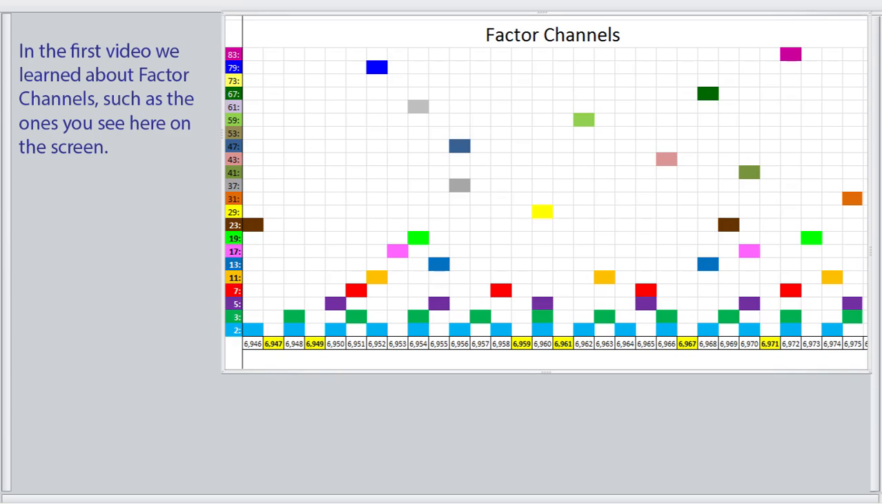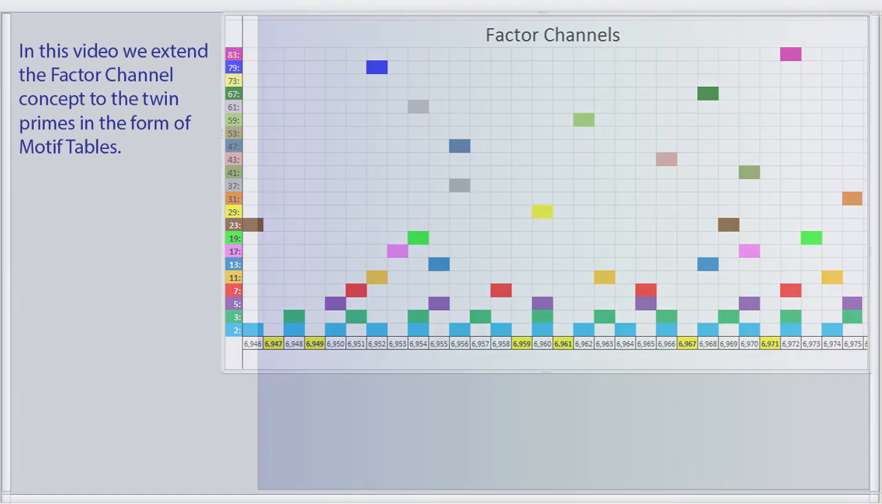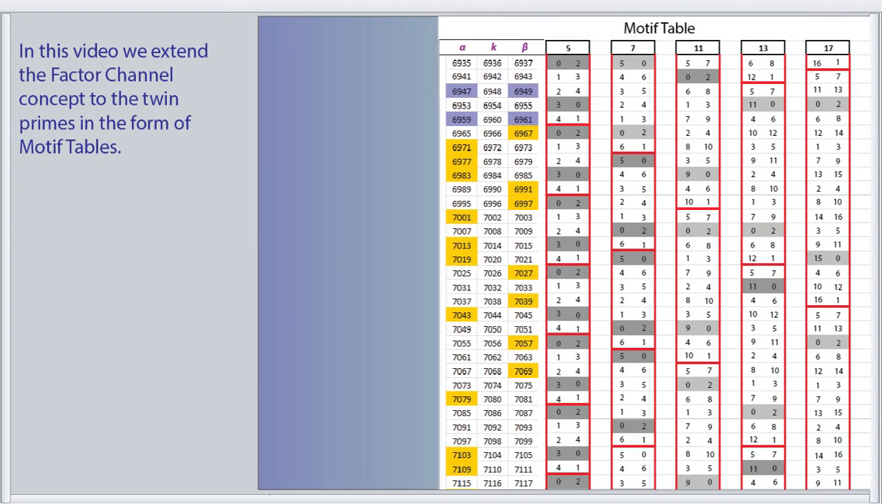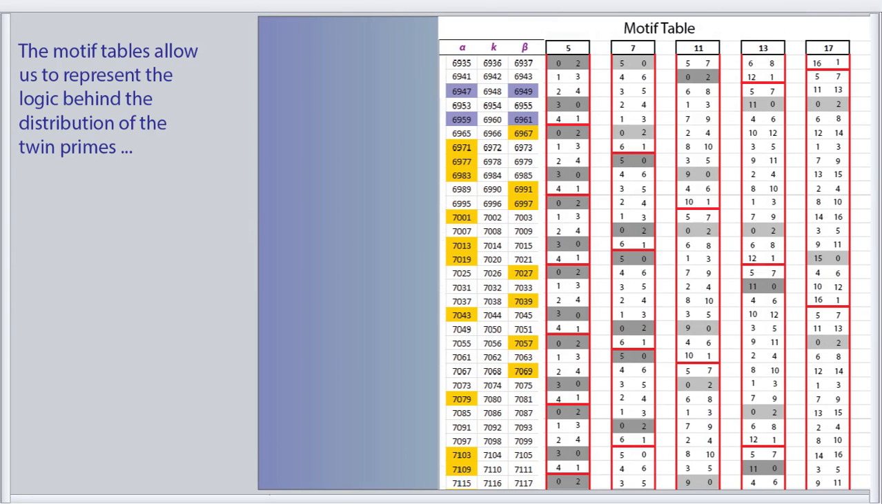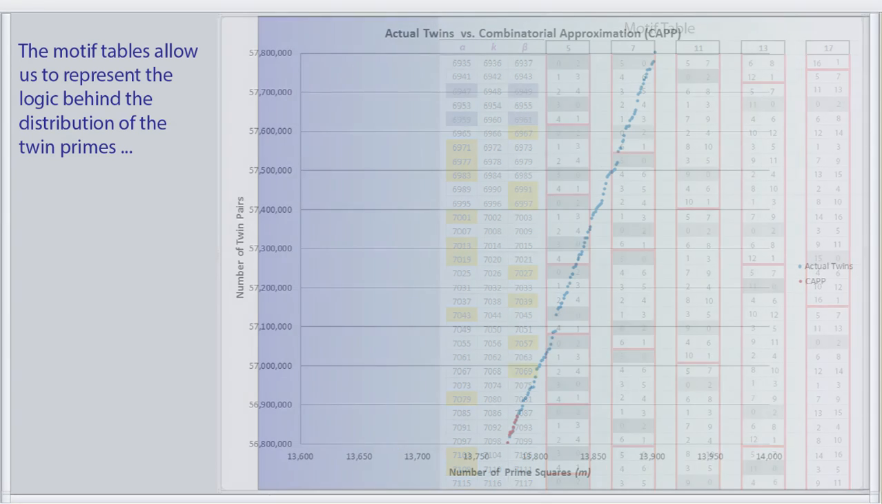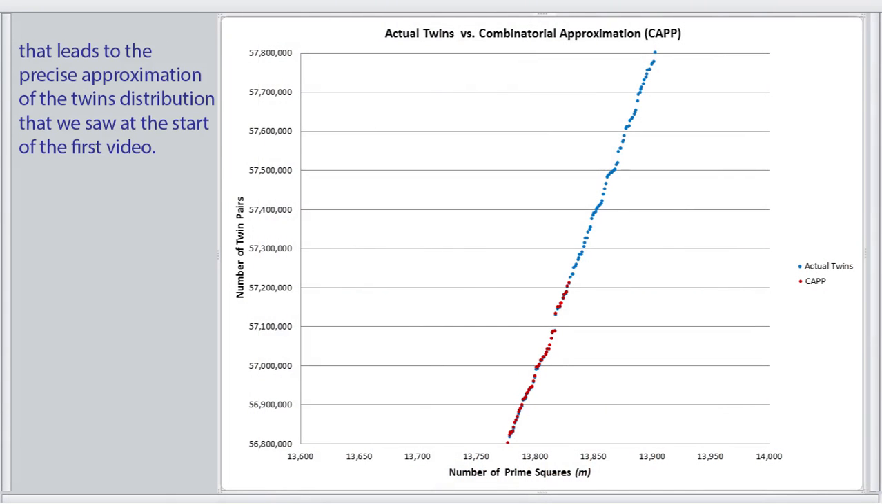In the first video, we learned about factor channels such as the ones you see here on the screen. In this video, we extend the factor channel concept to the twin primes in the form of motif tables. The motif tables allow us to represent the logic behind the distribution of the twin primes that leads to the precise approximation of the twins' distribution that we saw at the start of the first video.